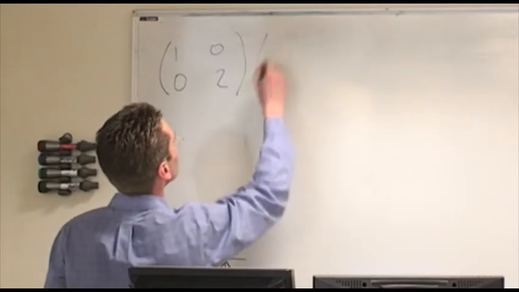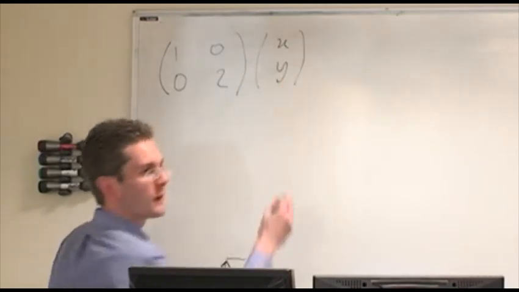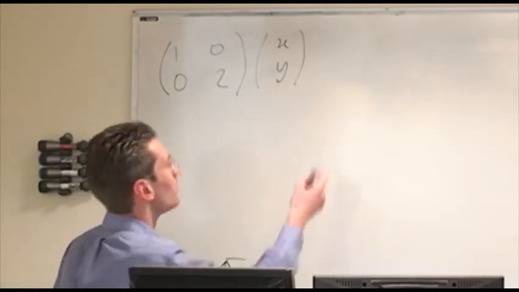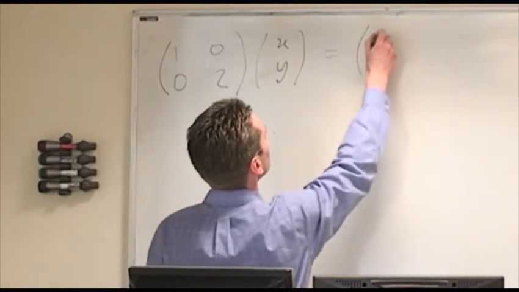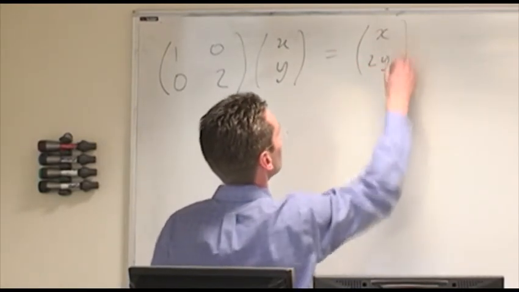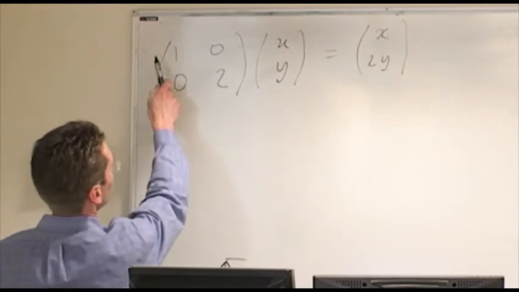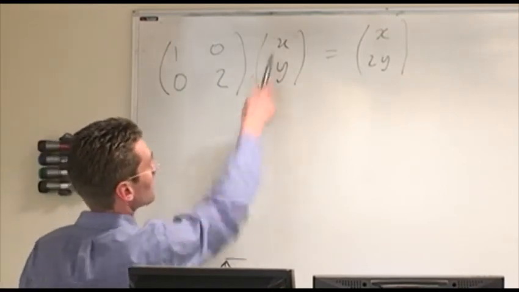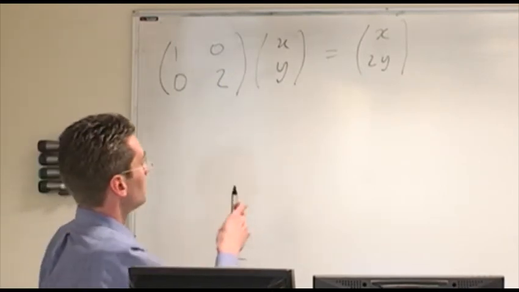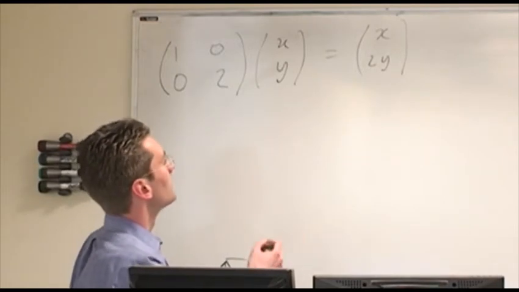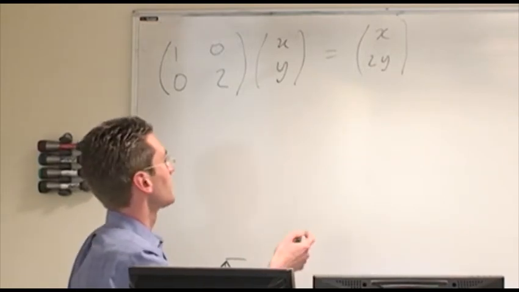So if we multiply this vector xy by a matrix, it's very simple what happens. We simply get x, 2 lots of y. Let's think about why that's true. So we multiply across by down and across by down. So the x direction stays exactly the same. The y direction gets scaled by 2.